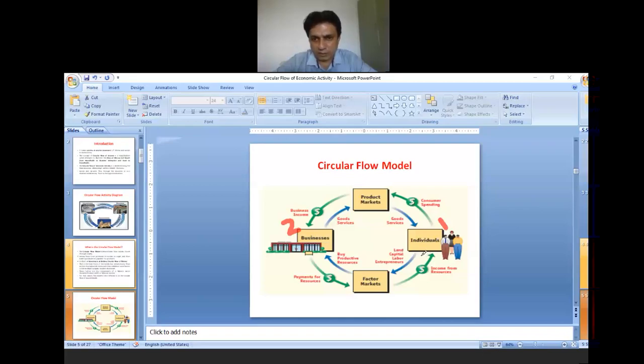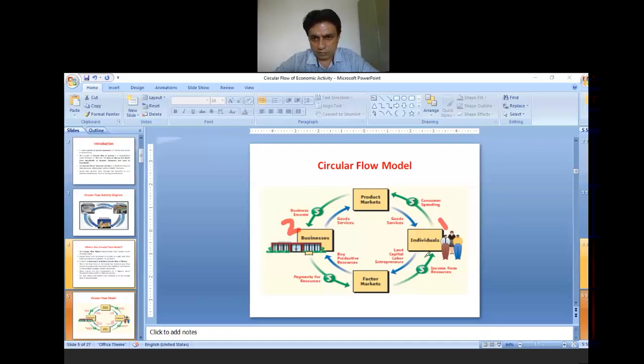You can see from the diagram that the individuals provide the land, capital, labor, and entrepreneurship through the market to the businesses. And the market connects the individuals and the businesses, because from the market the individuals or consumers buy the products, which are ultimately sold by the businesses in order to earn profit.